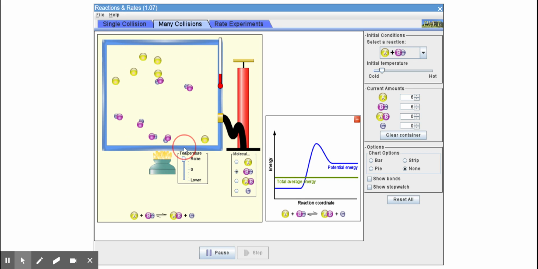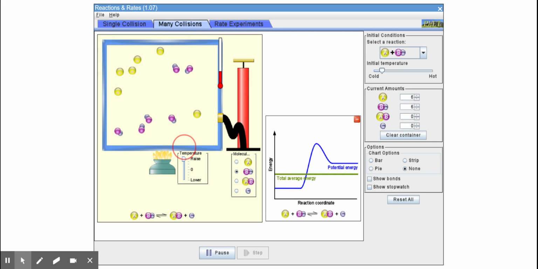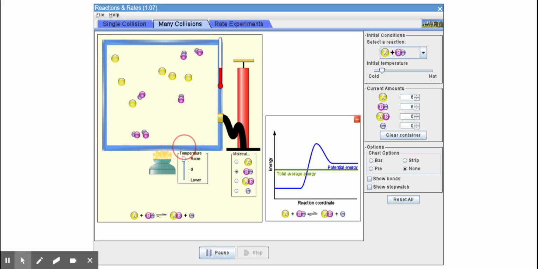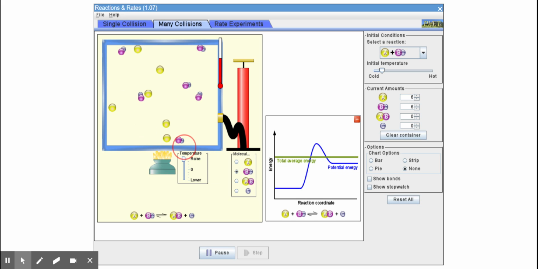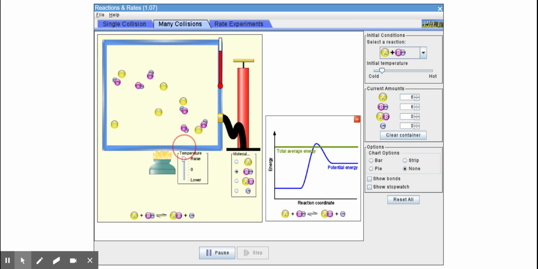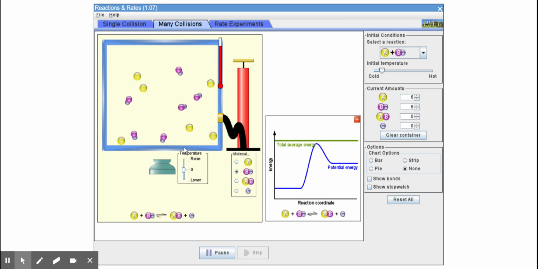Let's make them move a lot faster, raising that total average energy up by increasing the temperature there. And if it's above the activation energy, then when they collide, oh, there we go. Now we have some product. So not only do they have to collide, but they have to collide in the correct orientation, and they have to have sufficient energy.